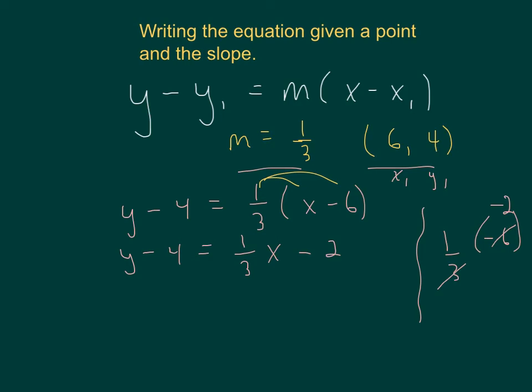Last step we're going to do, isolate y by adding 4 to both sides, and we get y is equal to 1/3 x plus 2. And again, that's in slope-intercept form, so we're all set.